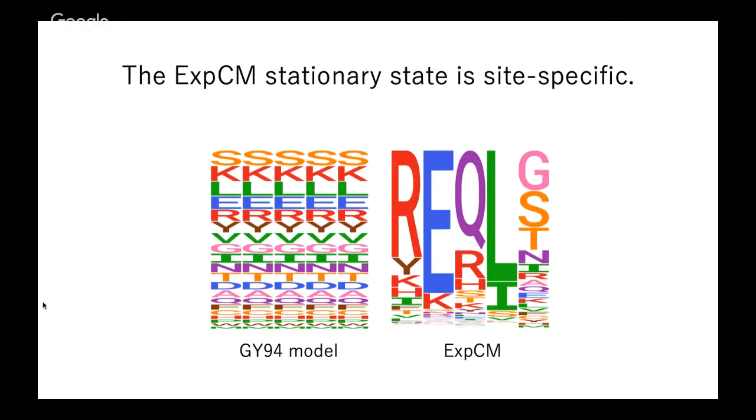So the resulting stationary state of the ExpCM is site-specific. Here are visualizations of the stationary state of the GY94 model and the ExpCM model. In the GY94 model, each site is exactly the same, and the differences from the amino acids are just due to the structure of the genetic code and nucleotide biases. However, in the ExpCM, there's the site-specific stationary state defined in part by these deep mutational scanning preferences, and so you're not assuming that every site in the protein is evolving identically.